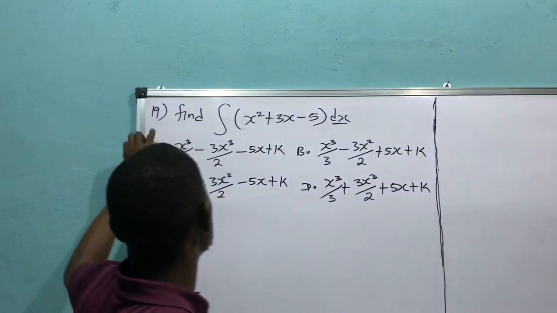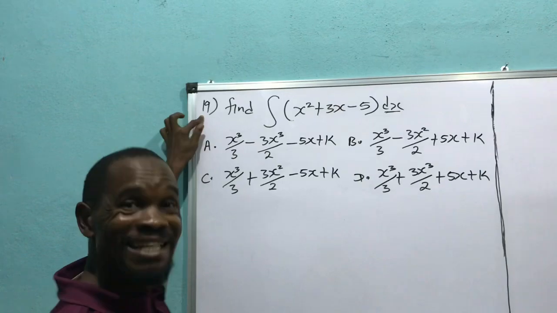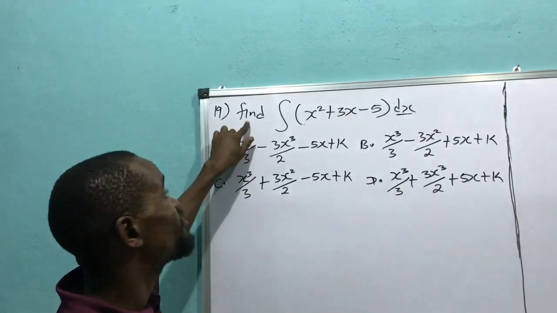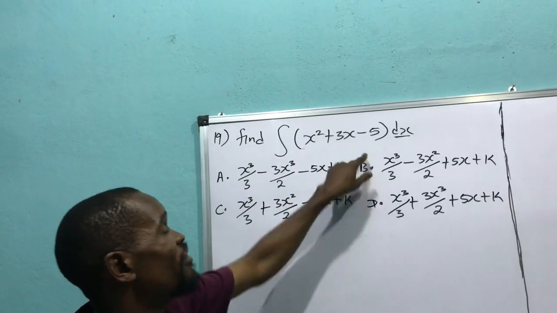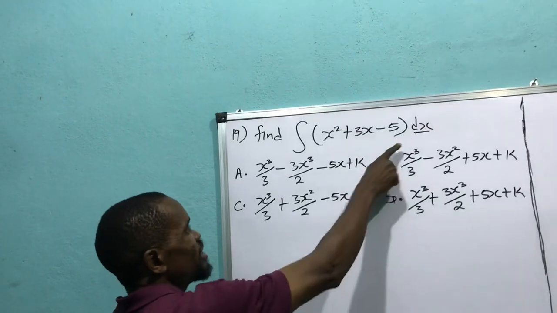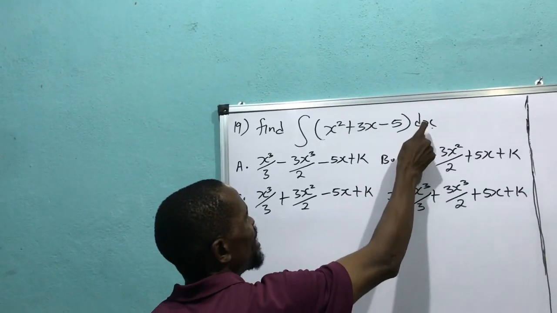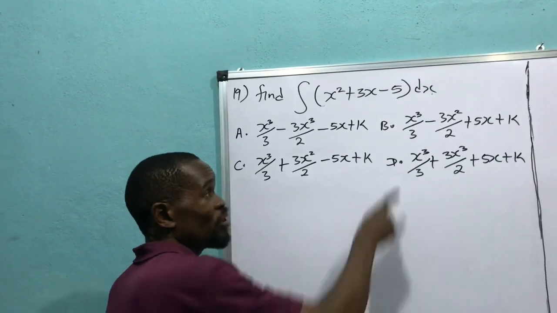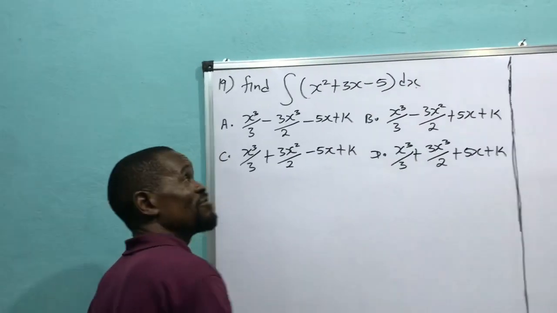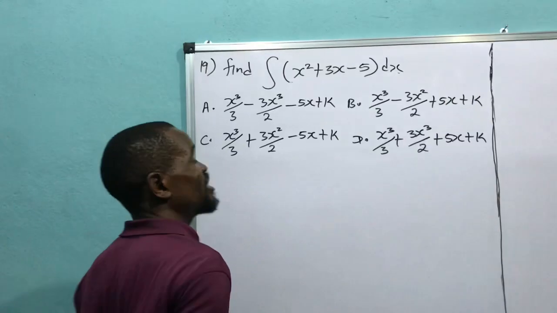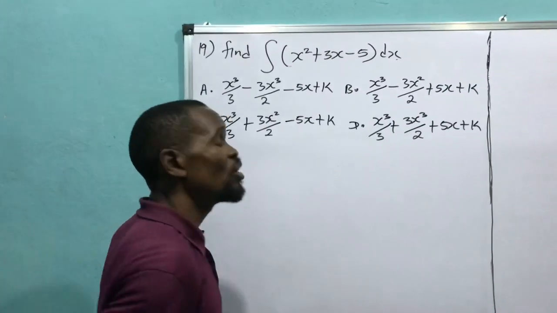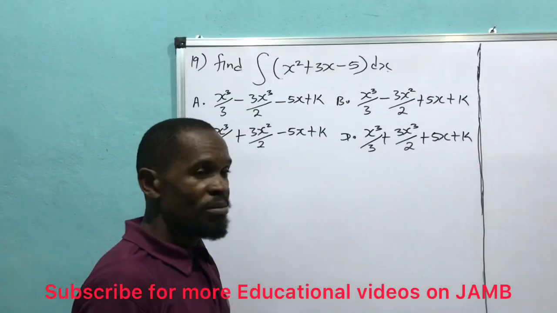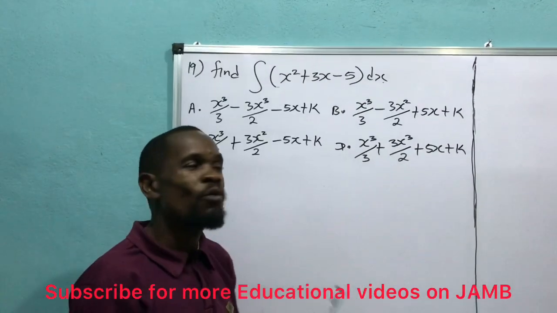Now question number 19. Number 19 says find the integral of this. And what does this show me? This shows me that this function has been differentiated once. That's what this sign is telling me. Look at the options given to us.